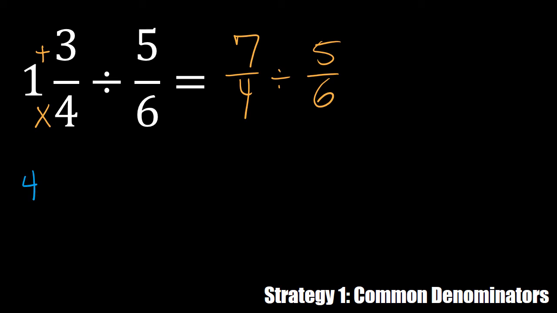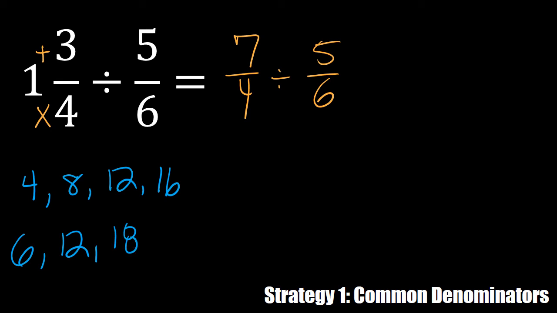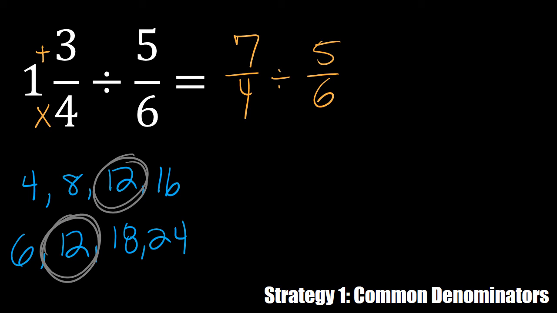So we're going to write out the multiples of 4. So I have 4, 8, 12, and 16. Multiples of 6, I have 6, 12, 18, and then 24. And then you guessed it, they share 12 in common. So I'm going to rewrite these fractions with a denominator of 12 now. So let's go ahead and rewrite both of these fractions with a denominator of 12.